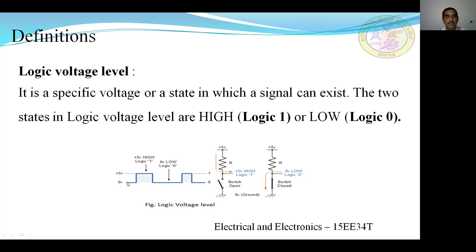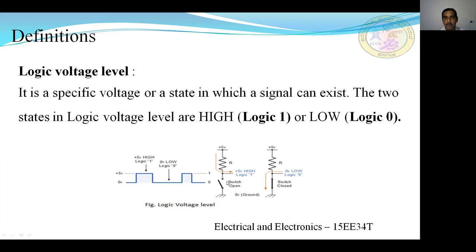So the pulse starts from 0 to high, stays high for some time, and then falls to low. From this side it is low for some time and then it will rise up to the high state. So these are the two logic levels, plus 5 volts, that is high, and 0, the low voltage level. This is the signal that can exist.